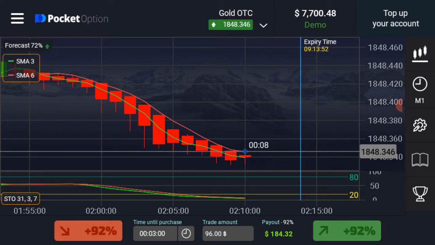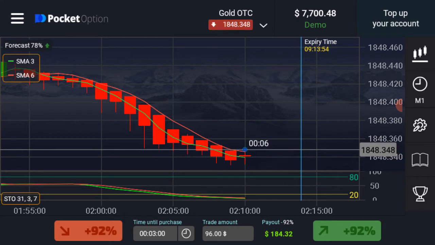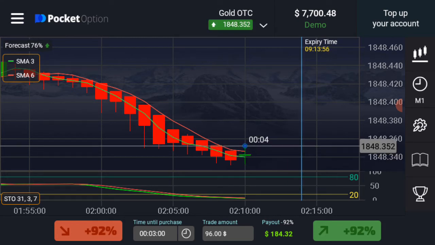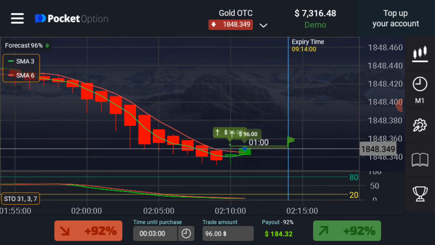I really want to risk this money now because it looked like a perfect opportunity, and we're going to get it. We got a green, so let's do it. 1, 2, 3, 4. Let's get it.